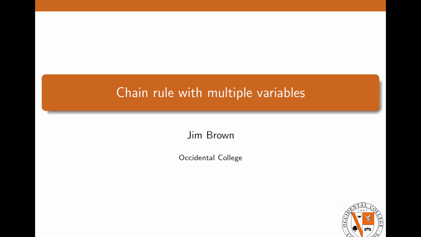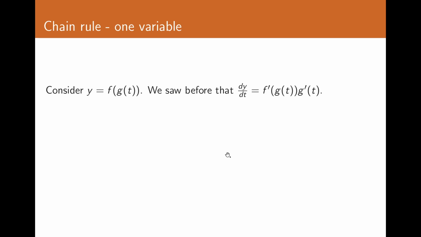Now we're going to talk about the chain rule, however, when we have multiple variables instead of just a single variable. So first let's recall what happens when we have one variable and we have a composition of functions. So we saw the chain rule in this case is given by: you take the derivative of the outside function, in this case f, leave the inside function plugged in, and then multiply that by the derivative of the inside function. So this is our familiar chain rule.